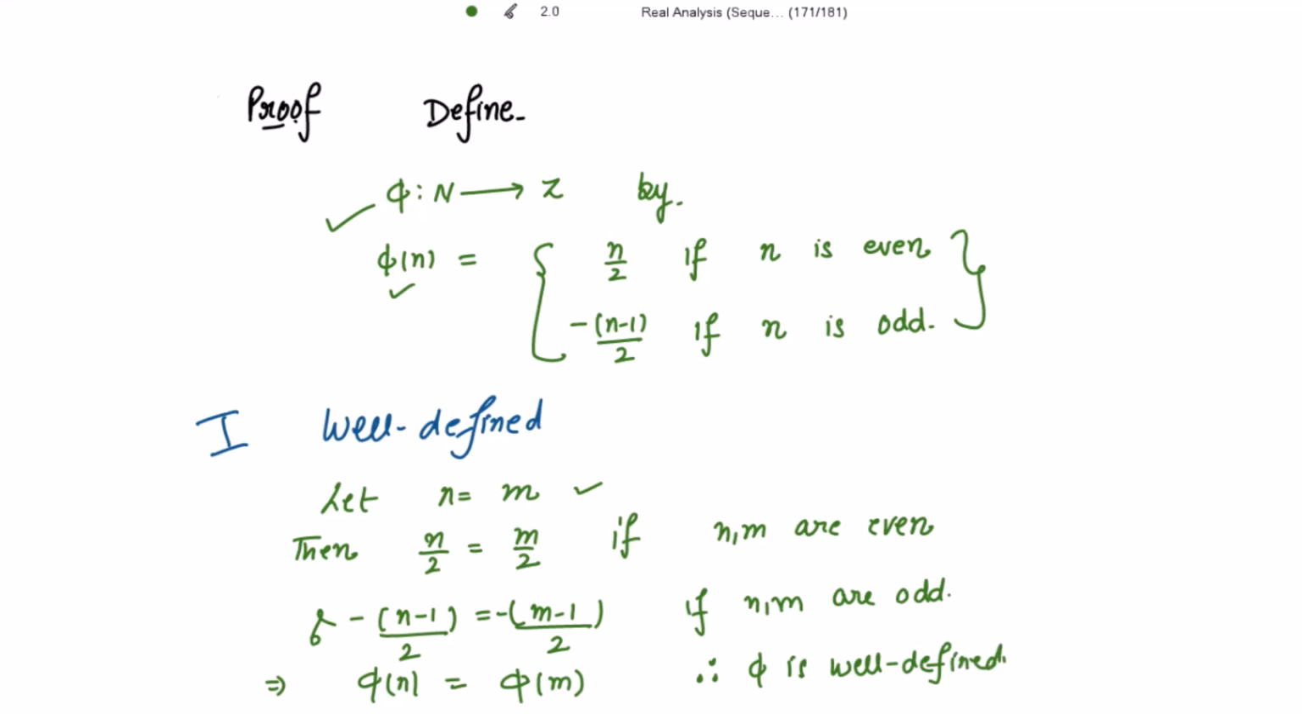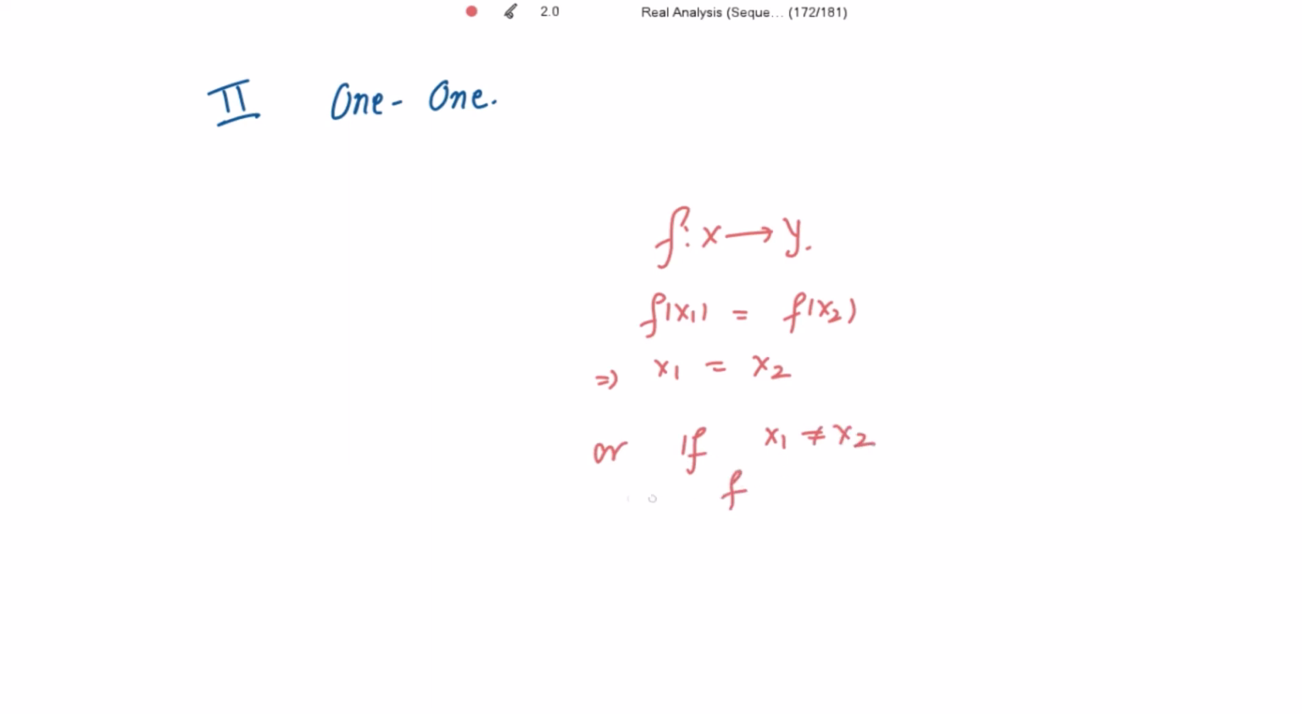Right? Okay. Next we have to prove that phi is 1-1. What is the definition for a function to be a 1-1 function? For that we have to start with the images. That is, f of x1 is equal to f of x2 implies x1 is equal to x2. Or if you start from the distinct points, if x1 not equal to x2, then f of x1 is also not equal to f of x2.